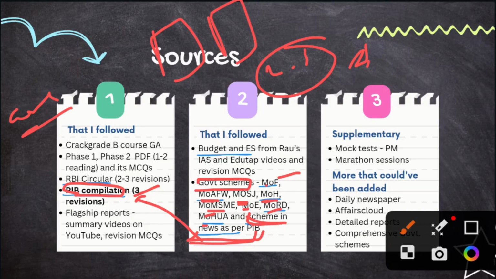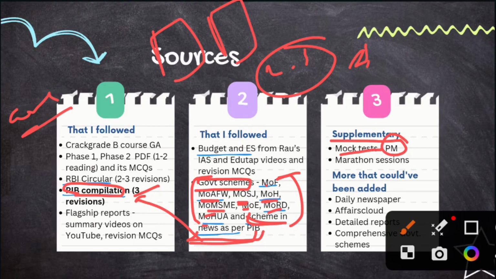In the government schemes, you have Ministry of Finance, Ministry of Agriculture, Ministry of Social Justice, Ministry of Housing. Sorry, this is Ministry of Health, Ministry of MSME, Ministry of Education, Ministry of Rural Development, Ministry of Housing. These were the ministries which I covered because I had less time, and I also prefer to keep my sources limited and rely on revising more. There can be more ministries which could be followed, in my opinion, if one needs to prepare comprehensively. But these are the important ministries.